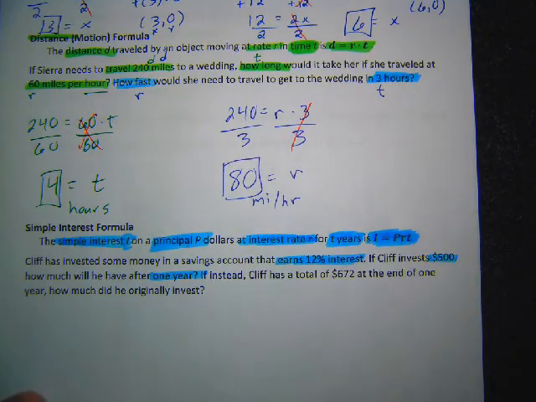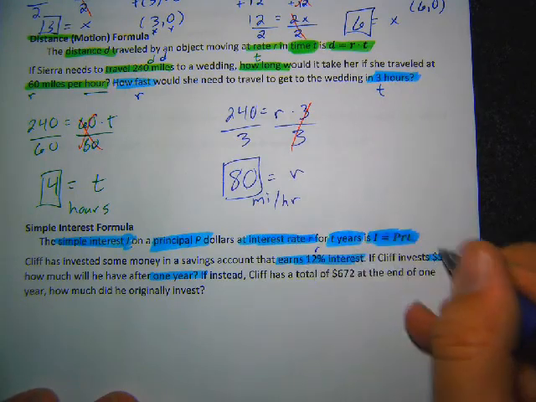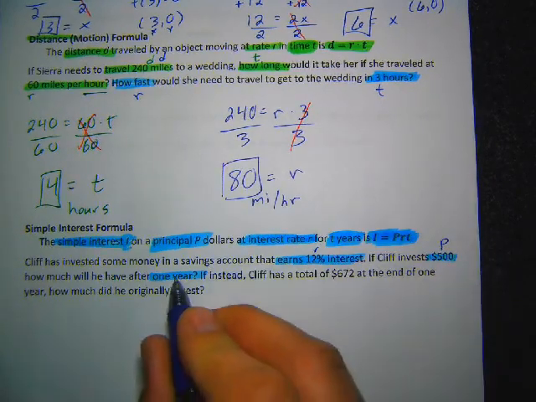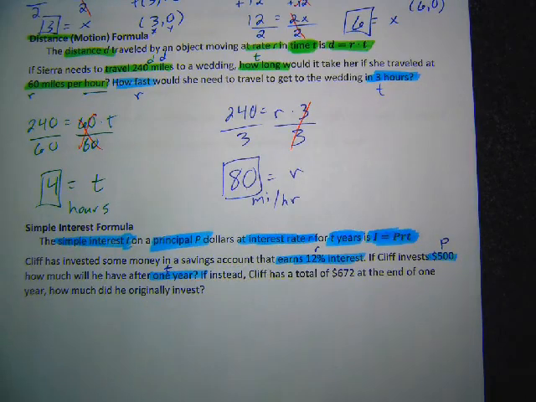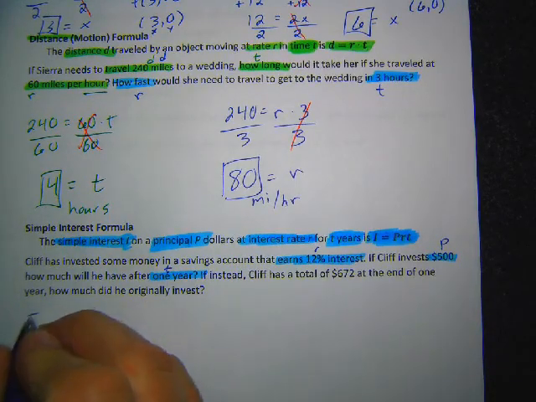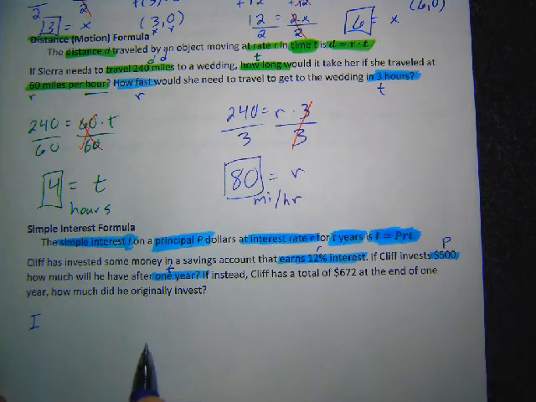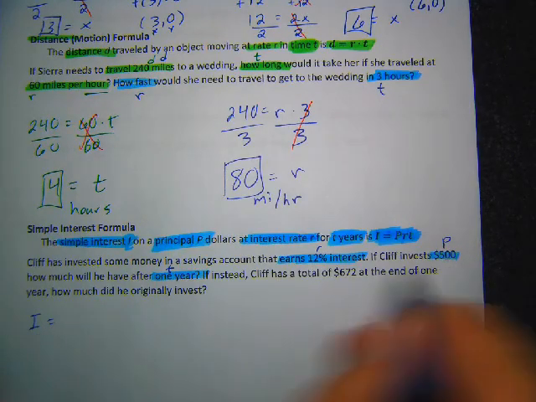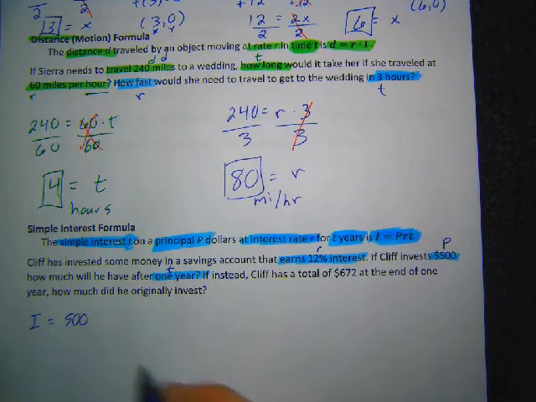So here they're telling us interest rate R. You invest 500, that's going to be your principal, that's your starting amount. And then the 1 year, that's going to be our time. So if I want to find the interest, that's what we're looking for. We need to know the interest. We're going to take the principal, $500, times the rate.